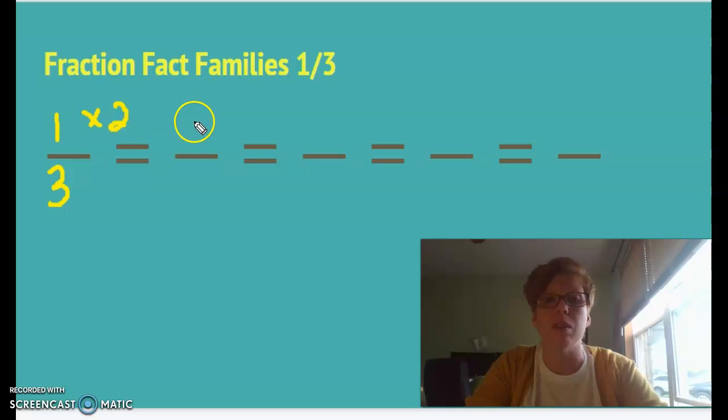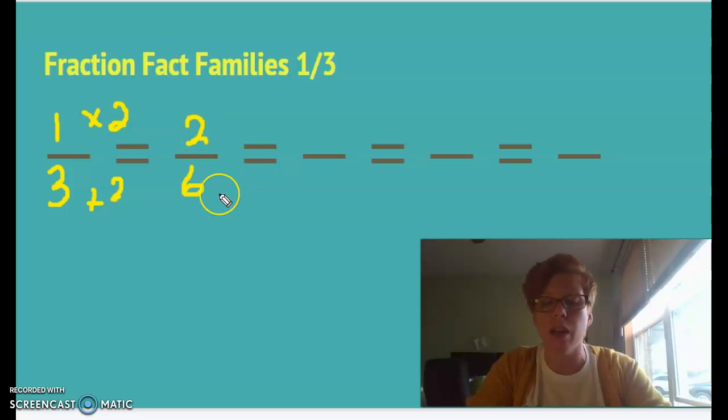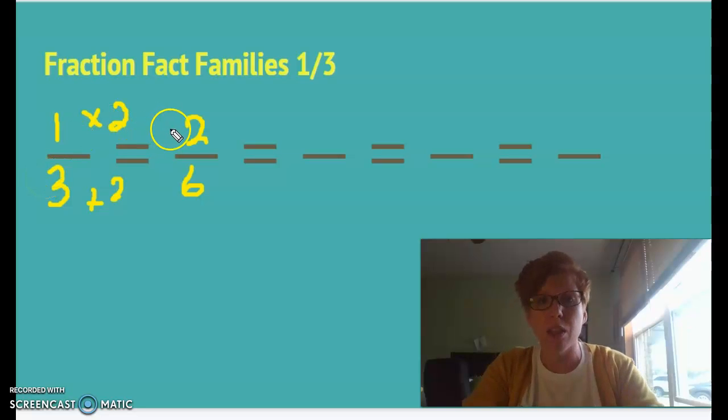Well, 1 times 2 is what? 2. 3 times 2 is 6. Look at 2 and 6. 2 goes into 6 3 times. 2 times 3 is 6. 2 is 1/3 of 6. So it is in the third fraction fact family. Do you understand where this is going? The numerator is 1/3 of the denominator. It multiplies by 3 to make the denominator.